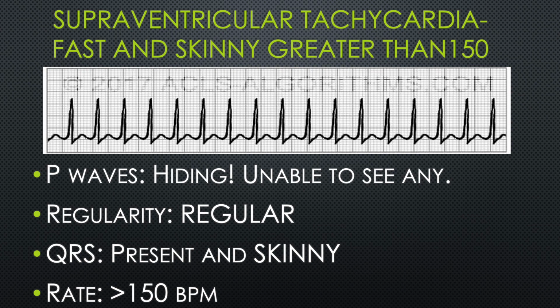So in this rhythm, again, it's a P problem. It's a top of the heart problem. P waves are missing. The regularity, it's very regular. The QRS is present, and again, it's skinny because we don't have a bottom of the heart problem. We have a top of the heart problem. And our rate is going to be super fast, at a rate of greater than 150. So to sum up, we are fast and skinny and greater than 150.